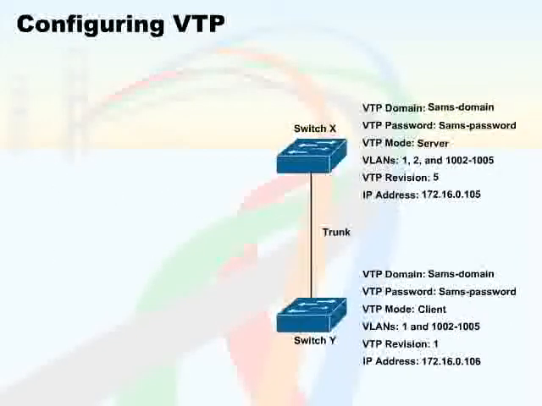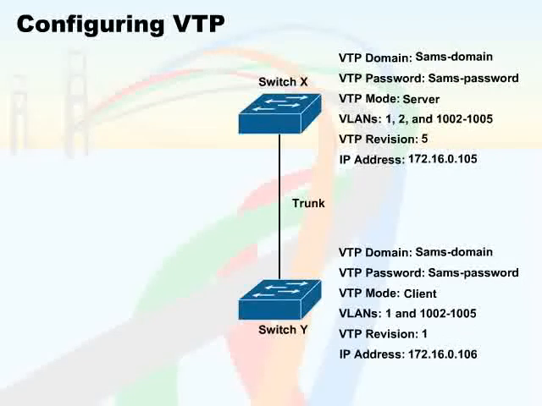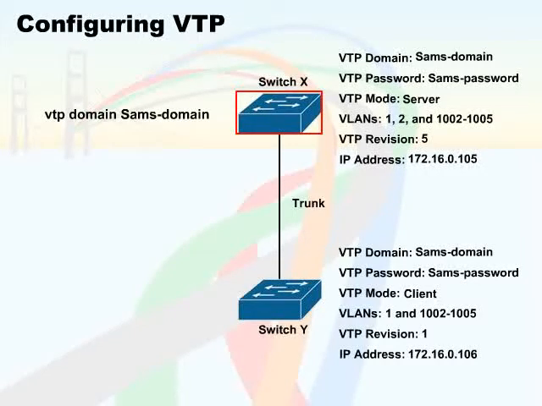Let's begin VTP configuration on switch X and switch Y. First, enter the VTP mode server command in the configuration mode of switch X to configure VTP server mode. Then, enter the VTP domain sams-domain command. Next, enter the VTP password sams-password command. Finally, you enter the VTP pruning command to enable pruning on switch X.